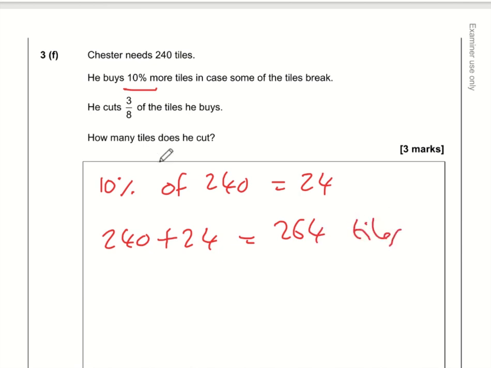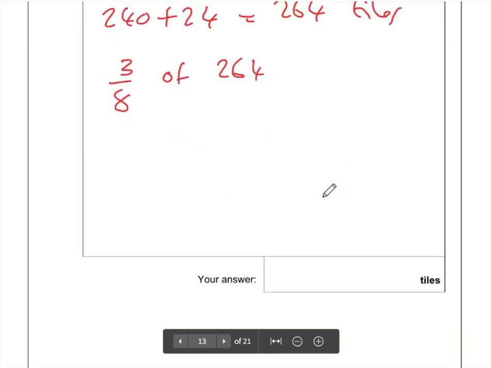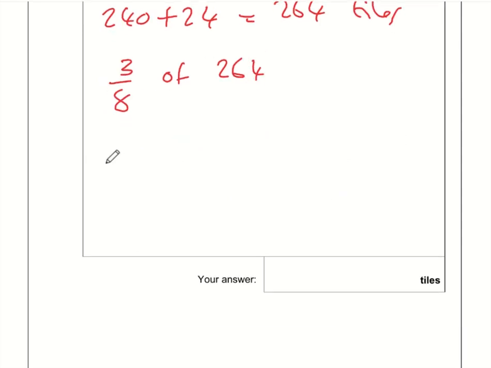And he cuts 3/8 of them. So how many does he cut? Well, that is going to be 3/8 of 264. So here we're working out a fraction of a total. So what we need to do is take our total, divide it by the number on the bottom, and then multiply by the number on the top. And 264 divided by 8 times 3 comes to 99. So the answer is 99 tiles.